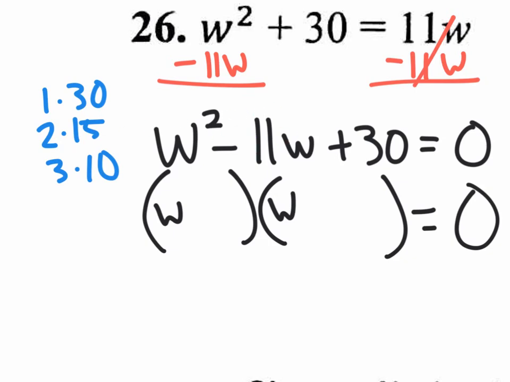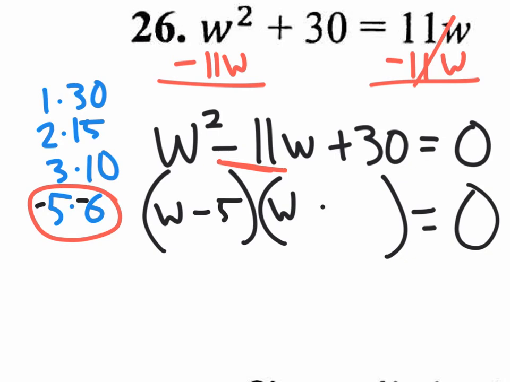Let's keep going. 4 times something gives me 30? No. How about 5 times something? 5 times 6, there you go. So 5 times 6. Now, if I add 5 and 6 together, does that give me negative 11? It gives us positive 11. So we have the right numbers, we just have the wrong signs. So let's change this to a negative 5 and a negative 6. So you're going to have w minus 5 in there, w minus 6, and that's your factored form.